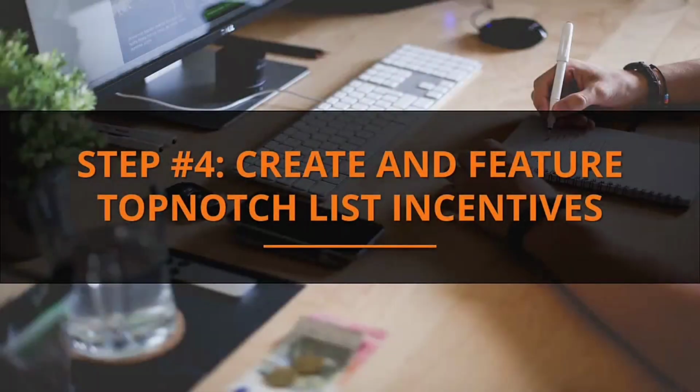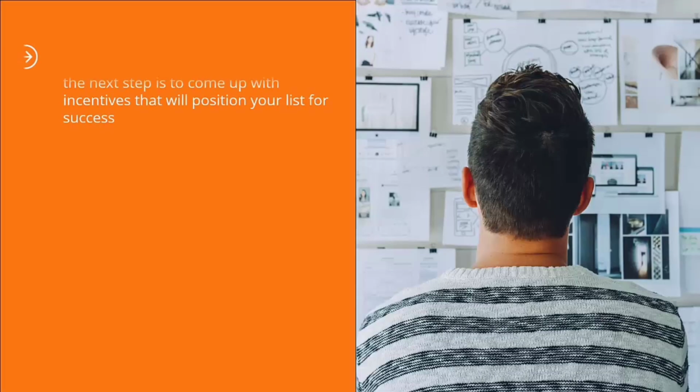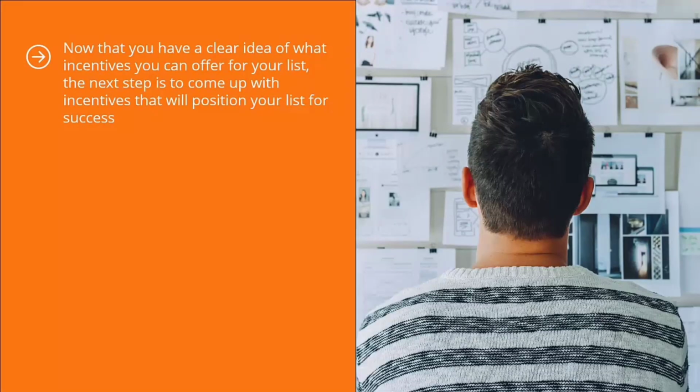Step number 4. Create and feature top-notch list incentives. Now that you have a clear idea of what incentives you can offer for your list, the next step is to come up with incentives that will position your list for success. There are 2 ways to do this. As I've mentioned in step number 3, you can just go through the list of incentives and pick which ones work the best with your particular traffic source.